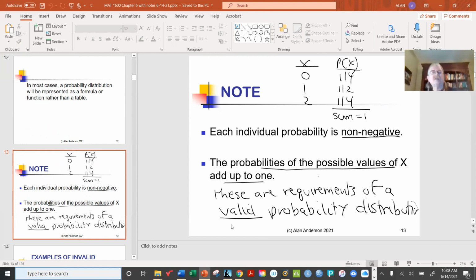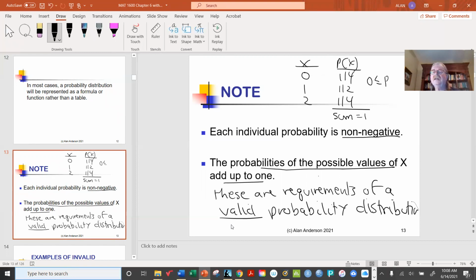And in addition, the sum has to be exactly 1. So we can't have any negatives in here, but we also can't have any that are above 1 either, because the total has to be 1. And without any negatives, that implies that each one is between 0 and 1.